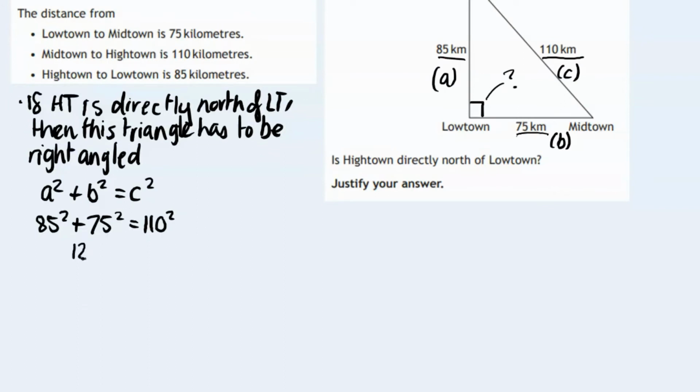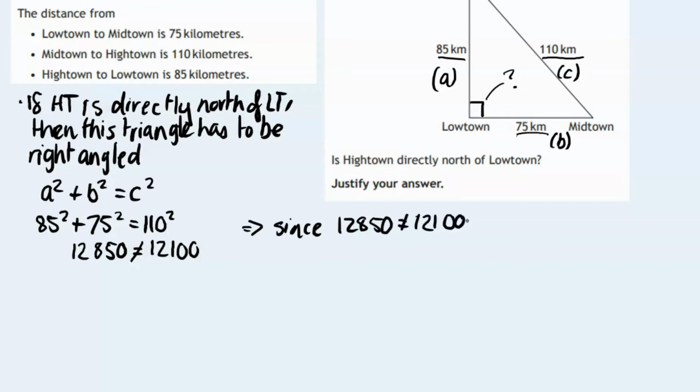So what do we get? We have 12,850, and then we have 12,100 as 110 squared. As you can see, the left hand side does not equal the right hand side. So what we do is we put a score through the equal sign to show that they're not equal to each other. And then what does that mean? Okay, so you write a sentence: 12,850 is not equal to 12,100. This triangle is not right angled.